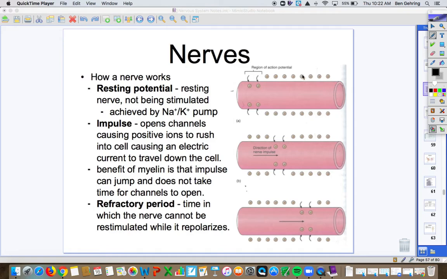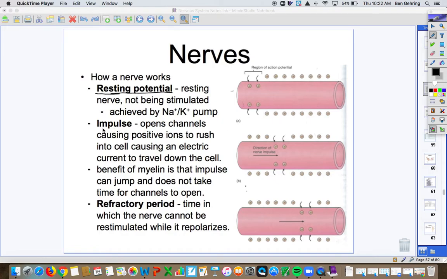And so we have some different terms we're going to use. The first one's the resting potential. This is when your nerve cells are at rest. This is what allows your nerves to be ready to fire. So this is a resting nerve not being stimulated. This is when you pump all the sodiums out, you pump the potassiums in, and these ions are sitting on the outside waiting to move.